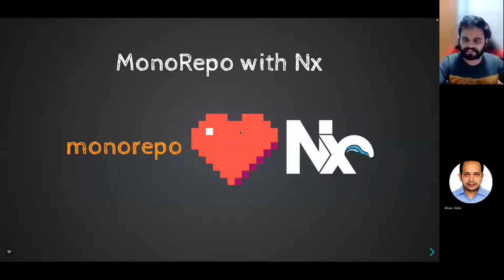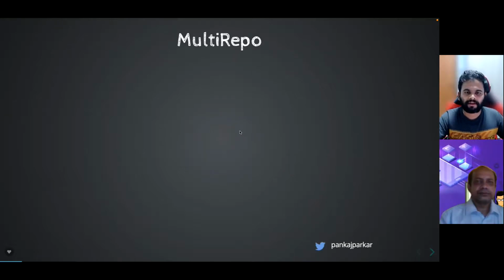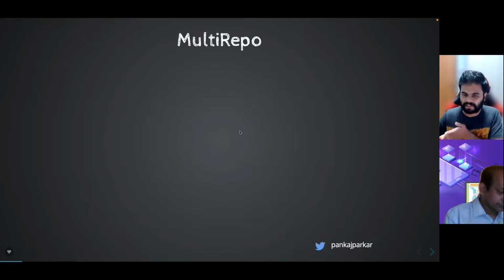Monorepo can shine and how NX can be used with monorepo to build a monorepo standard. So moving ahead, let's look at what multi-repo is at the beginning. Multi-repo, as the name suggests, is a way of storing your code in multiple repositories, project-wise.